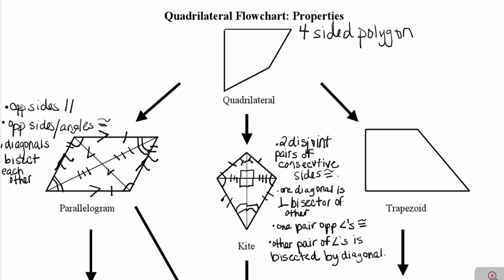Moving on over here to the right-hand side, we have our trapezoid, and actually the only thing that we know about just a trapezoid is it has one pair of opposite sides that is parallel. And those parallel sides are known as bases.